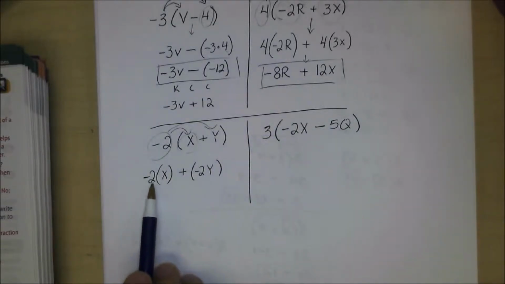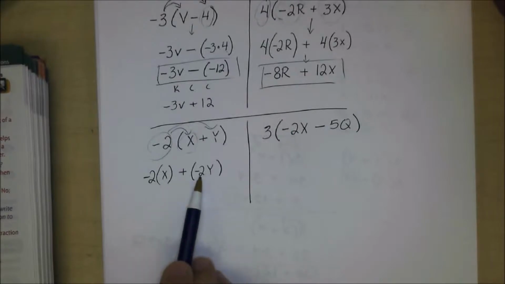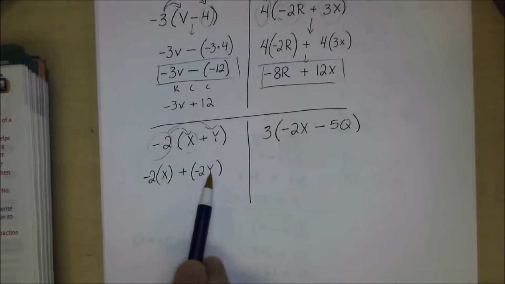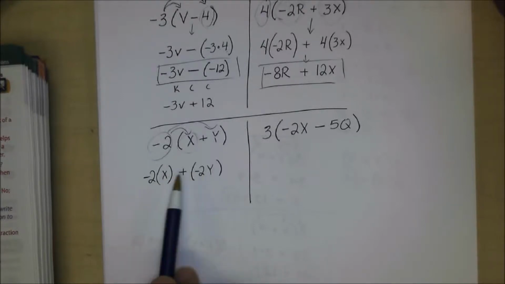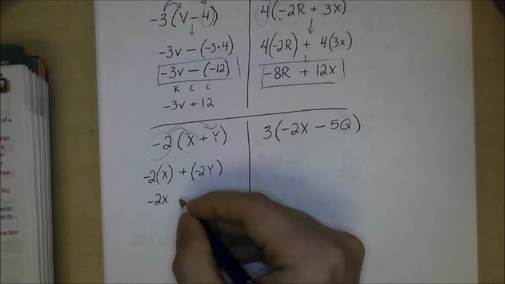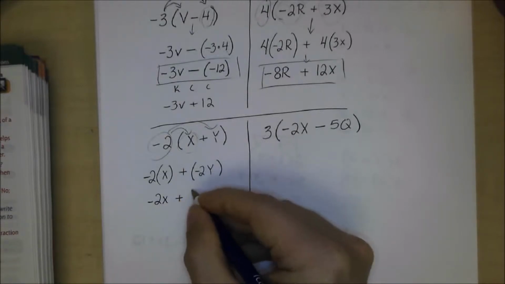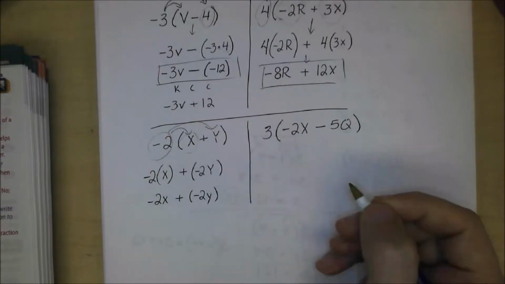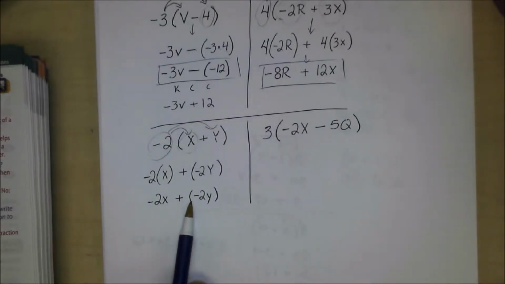Here's the thing too. This is negative 2 times x. This is negative 2 times y. Notice that I can put it in parentheses and it means multiplication, but anytime something touches a letter, you know it's multiplication anyway, so I don't have to have the parentheses. So I can write this either way. If I want to totally simplify it, I write it without parentheses, and it becomes that. The parentheses here are necessary.